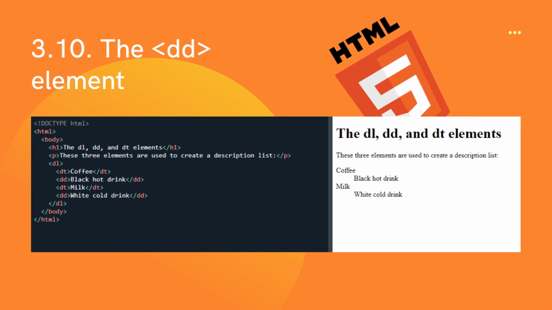Element DD defines a description of the term value in the description list. The DD tag is used to describe a name term in a description list. The DD tag is used in conjunction with DL to define a list of descriptions and DT to define term names. Inside the DD tag, you can place paragraphs, line breaks, images, links, lists, and more.